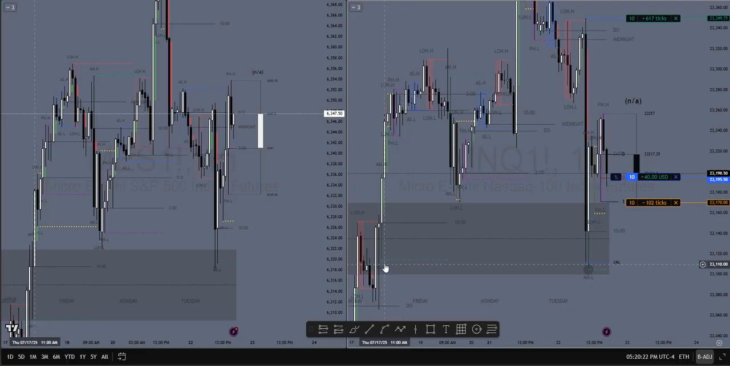I don't see any SMTs though. Oh wait, yeah, I do. Damn, bruh. I was literally in a trade down here, bruh. Fuck. Okay.